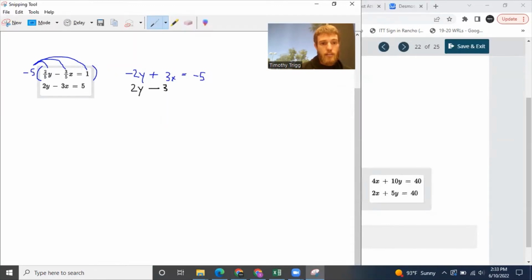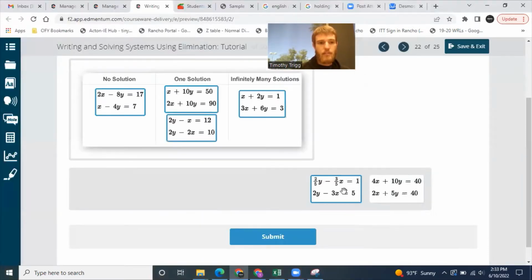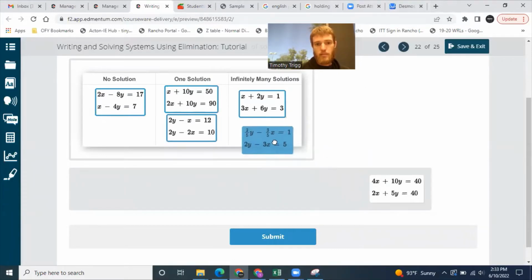Hopefully you can see what's going to end up happening here. The y's and x's both cancel, giving me 0. Here, the 5's cancel as well. That's 0. Is this true or false? 0 equals 0. Well, that's a true statement, isn't it? That's always true. So 0 always equals 0. In fact, that means there's infinite solutions because these two lines are always true together.